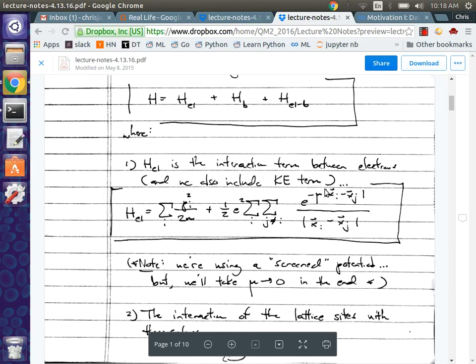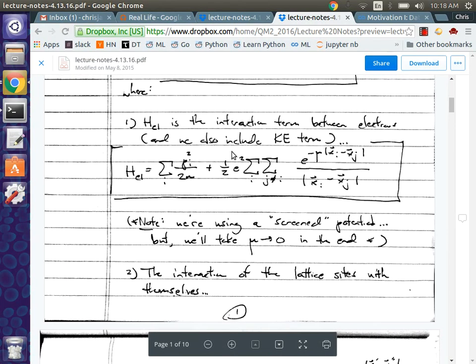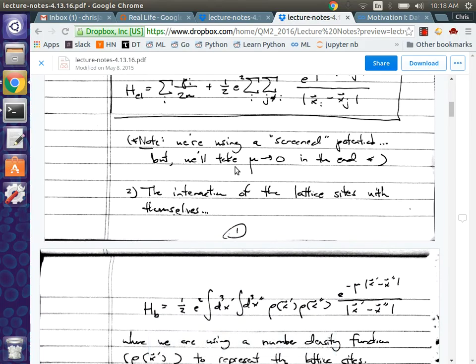And so what I have is I've written down the kinetic term and this interaction term, and we've written a screened potential. But what we want to do in the end is take this mu to 0, okay? Because we want it to be the Coulomb interaction. But for now, let's just put this in by hand, and you'll see in just a second why we have to put it in by hand. Okay. So that's the H_el, that's the first term in the Hamiltonian.